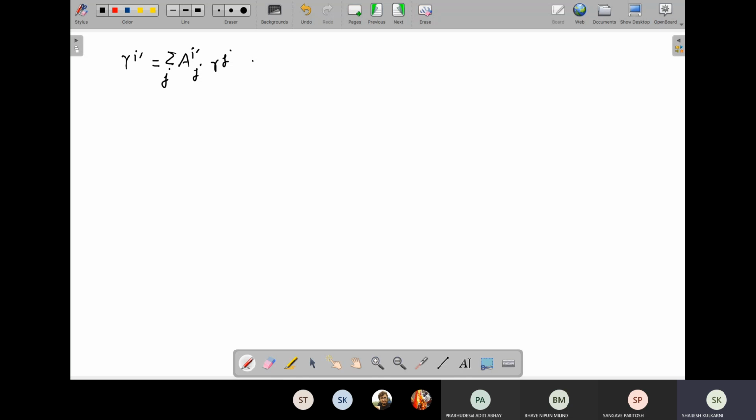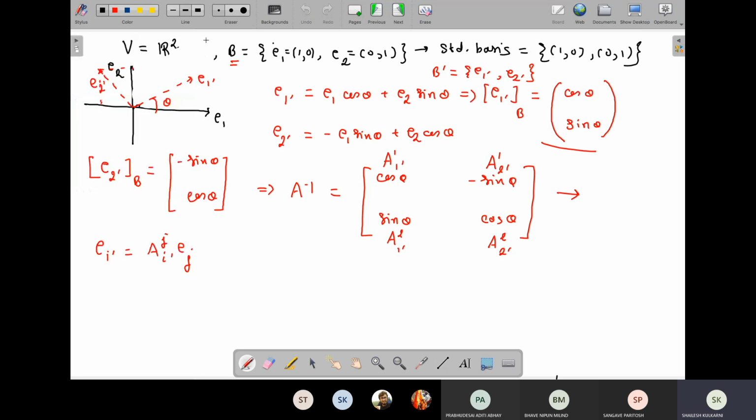But now you fix I equal to 1. What will you get? R1 prime equal to A1 prime J Rj. Now the summation over J is there, so it will be A1 prime 1 R1 plus A1 prime 2 R2. How will you compute A1 prime 1? For that, you should know either the transformation of basis or the transformation of components. One of them you should know. I know the transformation of basis, so I know A inverse. So this is my A1 prime 1. So what will be A1 prime 1?